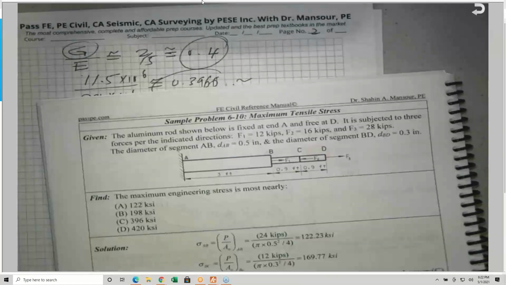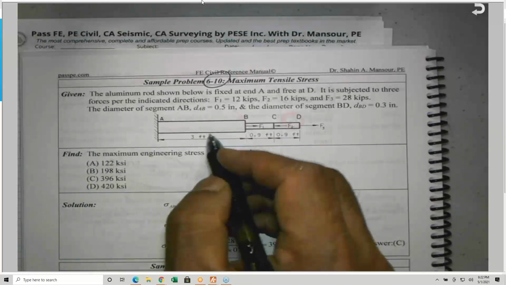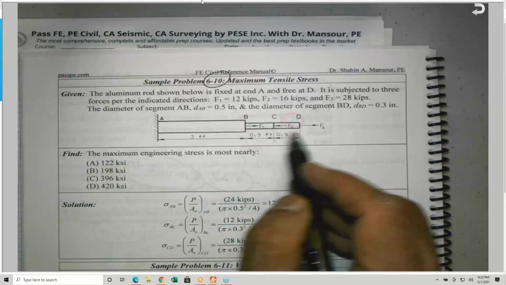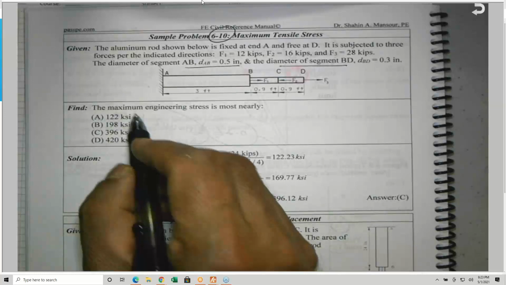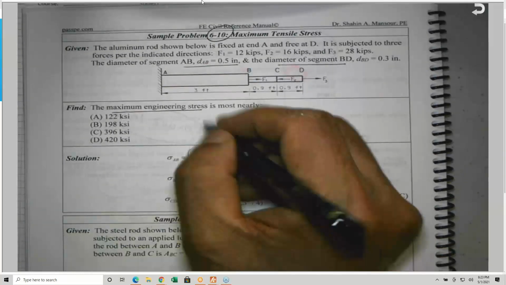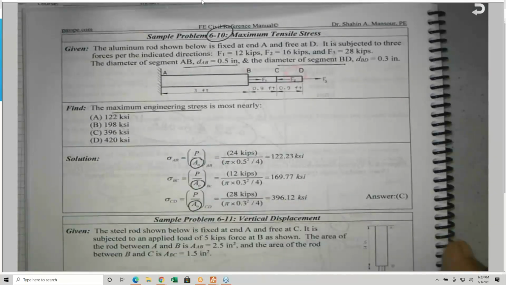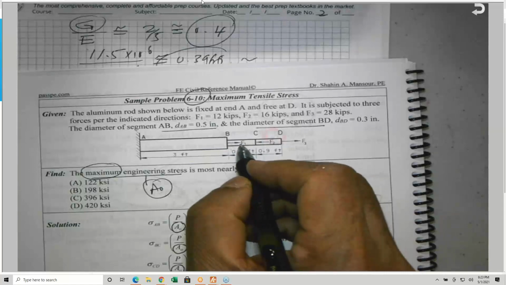So if you flip the page here, you will find problem 6-10. Okay, 6-10. I gave you the following scenario. An aluminum rod is shown, fixed at one end and free at the other end, subjected to all these forces, F1, F2, F3. The diameters are given, and it is asking for the maximum engineering stress. Stress is equal to P over A, and for engineering stress we are using A sub O, the original cross-sectional area. So sigma is equal to P over A. Okay, since we are talking about the engineering stress, we are using the original cross-sectional area, and it is asking for the maximum.